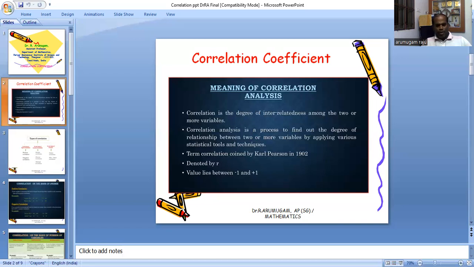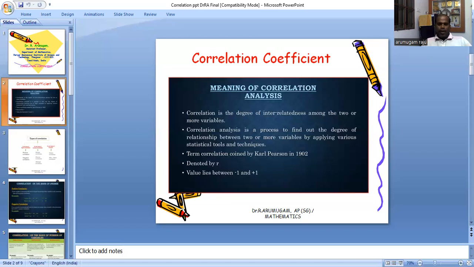Here, one more type is missing. That means total correlation. Total correlation is nothing but all the facts are taken into account. That is total correlation, right? So the next one is linear correlation.